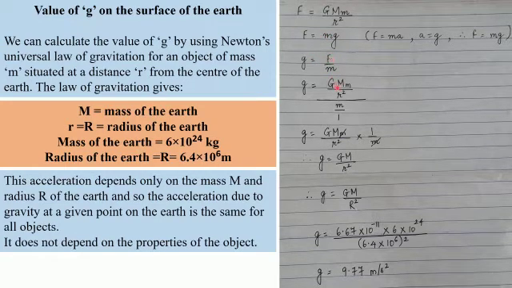Now here we will substitute the value of F that we had found out here, GMm upon r square. So we will write, instead of F, GMm upon r square divided by m upon 1. So when you simplify this, GMm upon r square multiplied by 1 upon m, and m gets cancelled, and you get g is equal to GM upon r square.